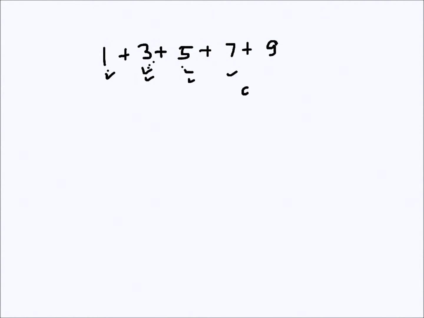We can denote the difference with the letter d. Usually that's what is done. So the difference is 2. And when that happens, we call it an arithmetic series.